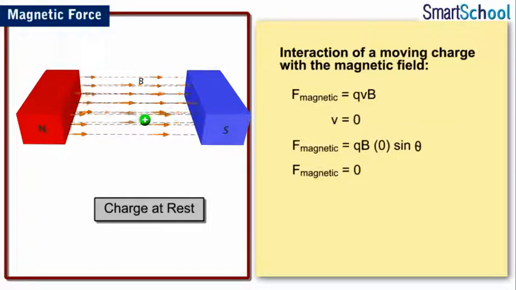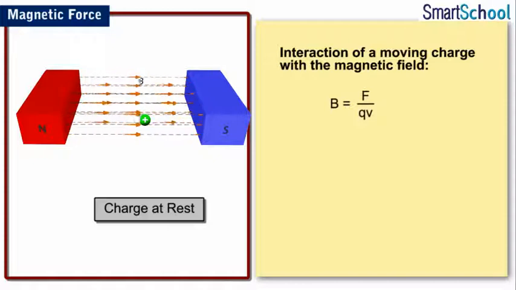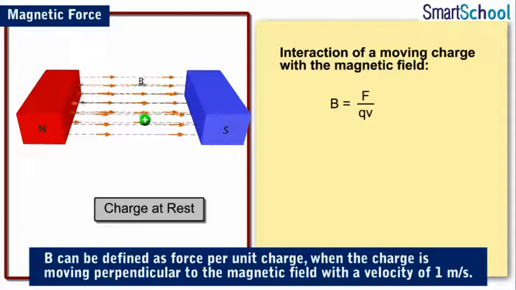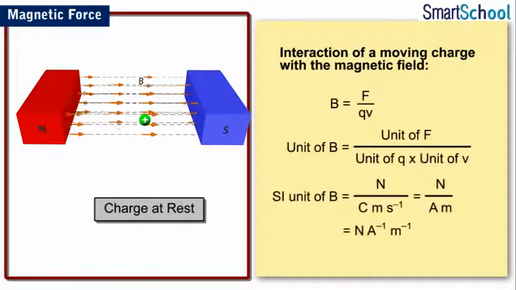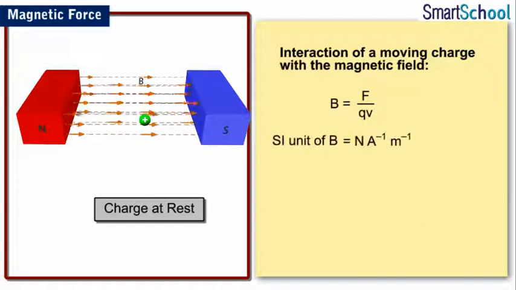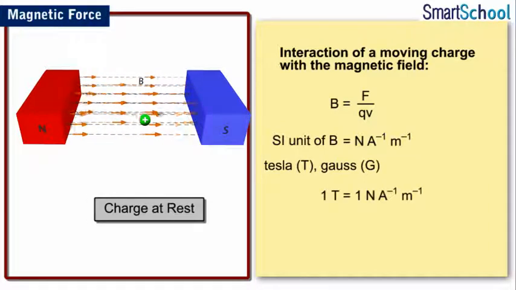When the charge in the magnetic field experiences maximum force, the force is expressed as magnetic force is equal to BQV, which can be written as B is equal to F by QV. The magnetic field strength B can be defined as force per unit charge when the charge is moving perpendicular to the magnetic field with the velocity of 1 meter per second. The SI unit of magnetic field is Newton per ampere meter, which is referred to as Tesla. Gauss is another common unit. 1 Tesla is equal to 1 Newton per ampere meter. 1 Tesla is also equal to 10 to the power 4 Gauss.